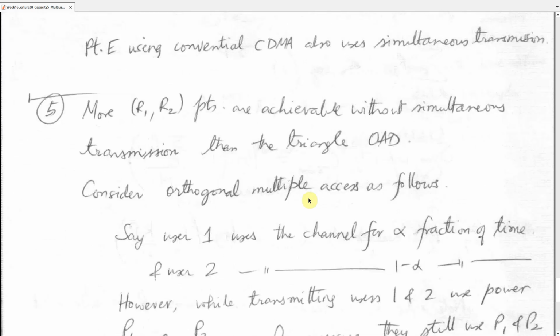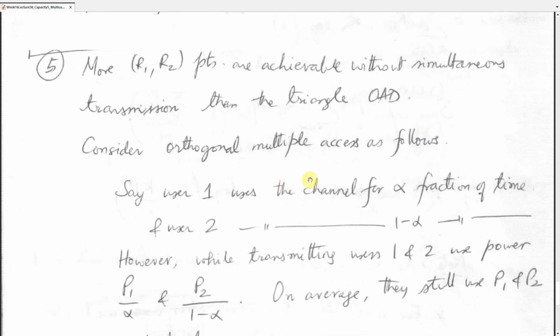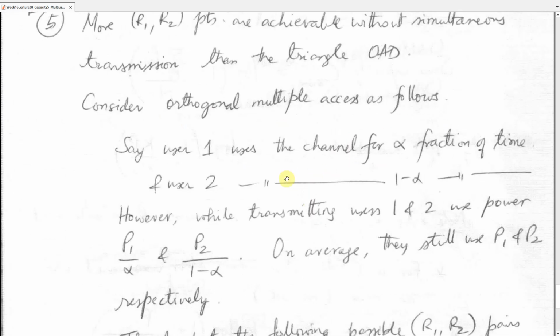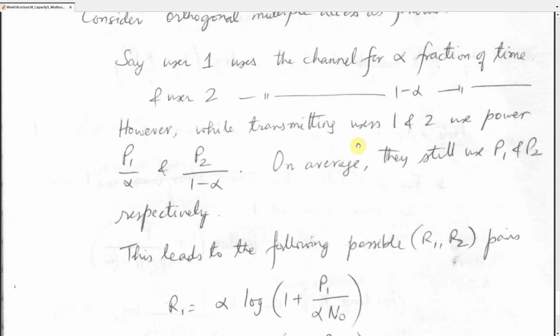So point number 5. More R1 and R2 points are achievable without simultaneous transmissions than the triangle OAD. Consider orthogonal multiple access as follows. Say user 1 uses the channel for alpha fraction of time and user 2 uses the channel for 1 minus alpha fraction of time. However, while transmitting, users 1 and 2 use power P1 over alpha and P2 over 1 minus alpha. So on the average, they still are using P1 and P2 respectively.